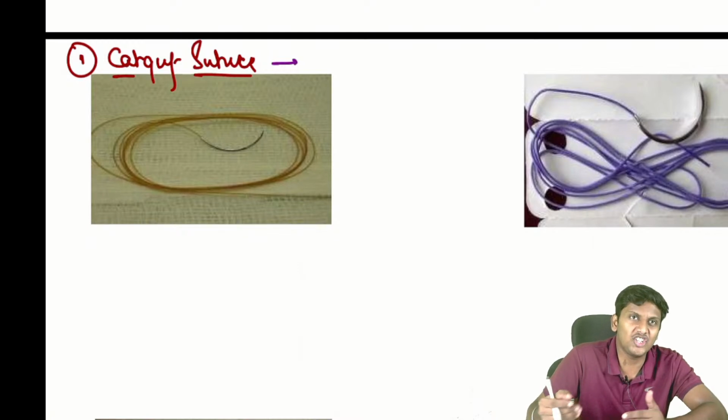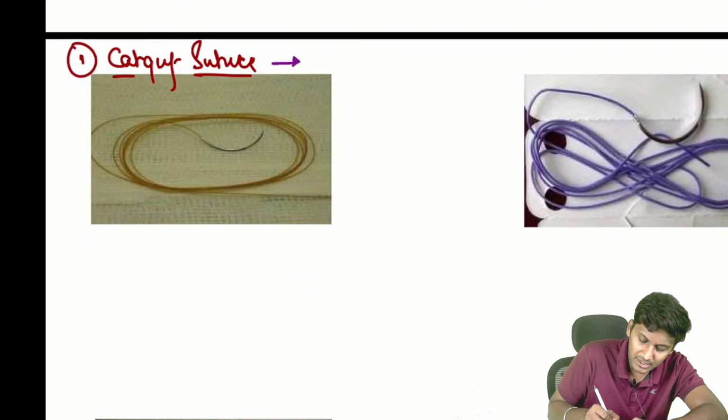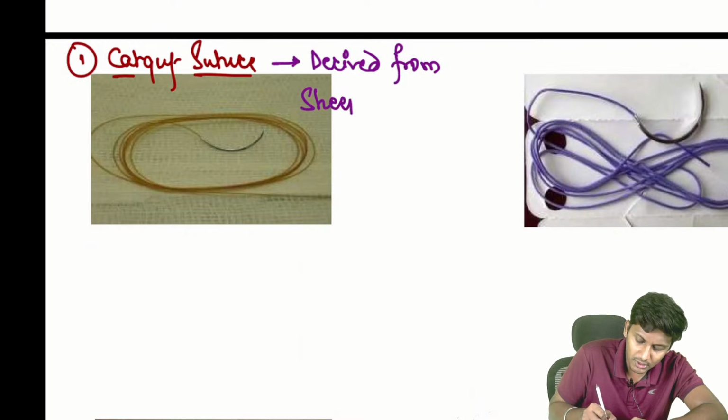Gut is nothing but the GIT. But it is not derived from the cat's gut. It is derived from an animal's gut, but it is not a cat, it is the sheep's gut. So you have to remember that the catgut suture is derived from the sheep gut submucosa.